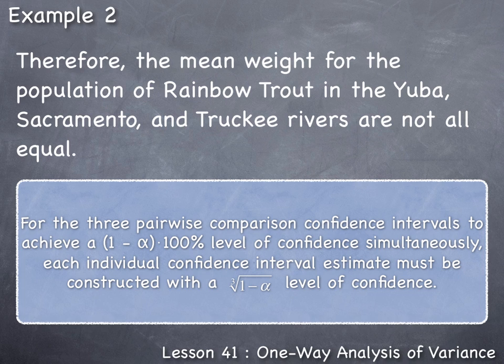For the 3 pairwise comparison confidence intervals to achieve a 1 minus alpha times 100% level of confidence simultaneously, each individual confidence interval estimate must be constructed with a cube root of 1 minus alpha level of confidence.